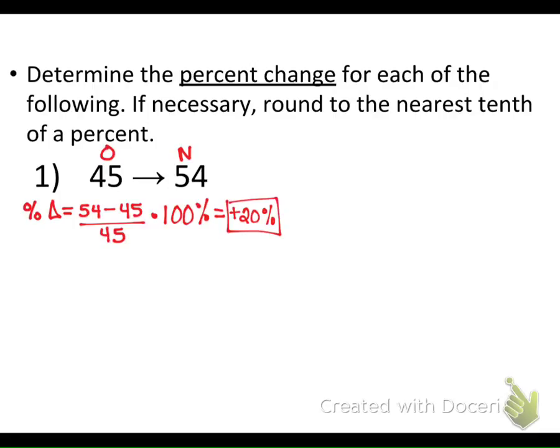So one way to look at that is, let's say that you guys are going to a Cardinals game this summer. And if you buy your tickets now, you can buy them for $45. But if you wait to buy them the day of the game, it's going to cost you $54. So you have to identify what the percent increase is going to be. Well, if you wait to buy your tickets the day of the game, that ticket price is going to be increased by 20%.